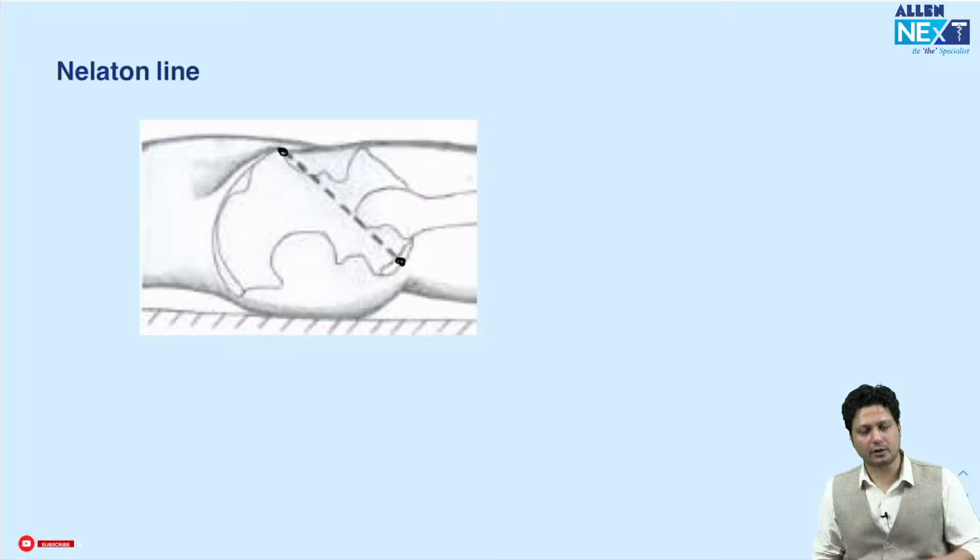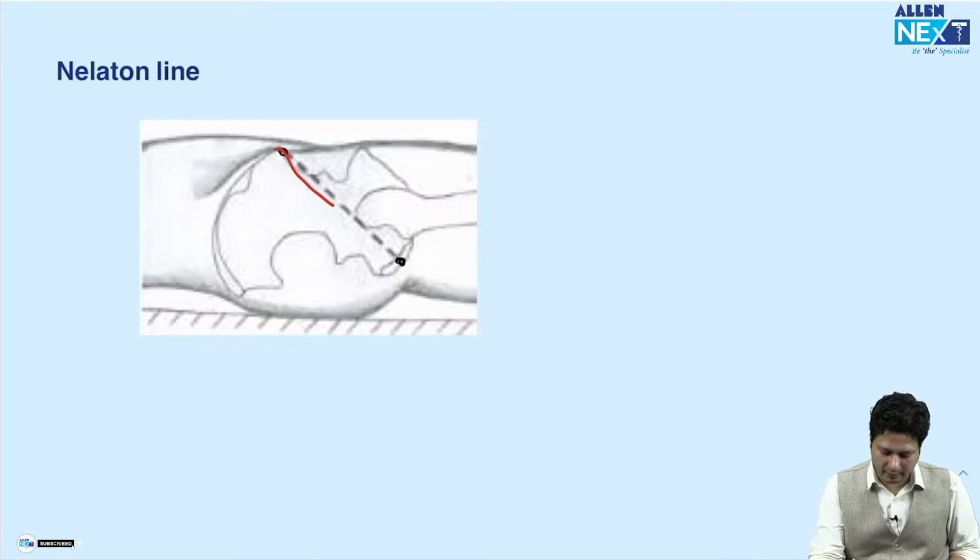Next is Nelaton's line. Now, in this Nelaton's line, what is happening? There are two points, the ASIS and the ischial tuberosity. You draw a connecting line between the two, the ASIS and the ischial tuberosity.